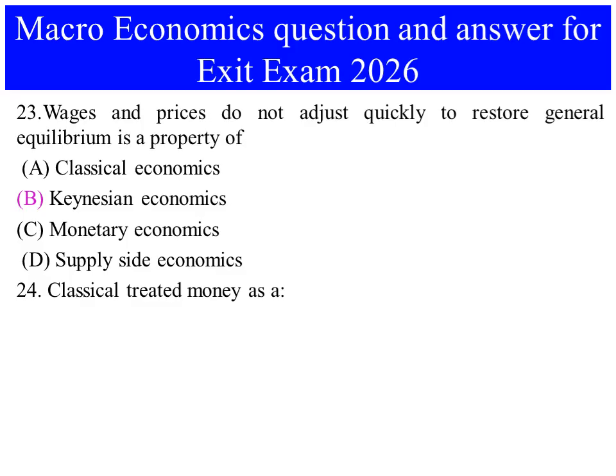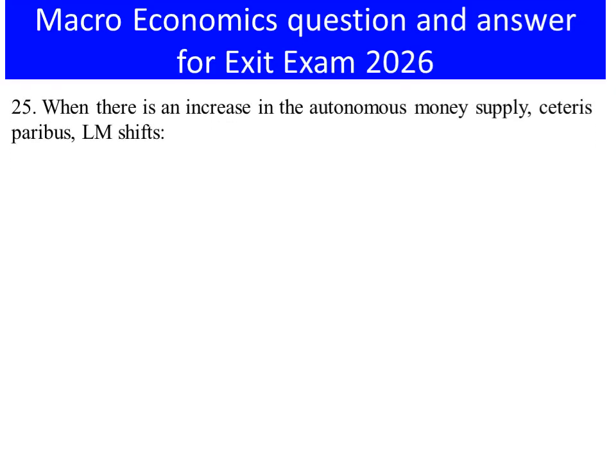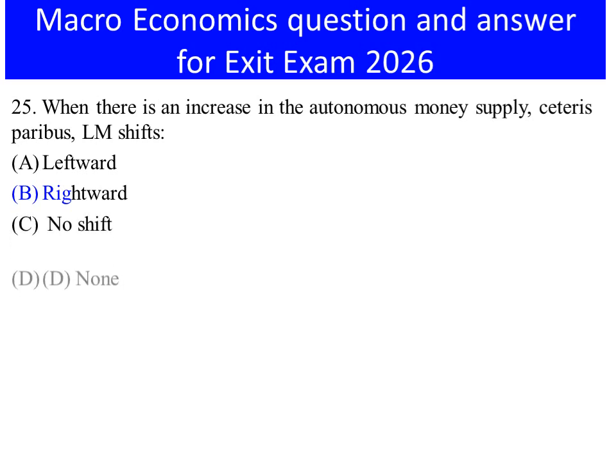Number 24, classical economists treated money as A, a medium of exchange, store of value, both, or D, none. Classical economists treated money as a medium of exchange. Number 25, when there is an increase in the autonomous money supply, ceteris paribus, the LM shifts. This is the money market, liquidity in the money. A, leftward; B, rightward; C, no shift; D, none. The answer is rightward.